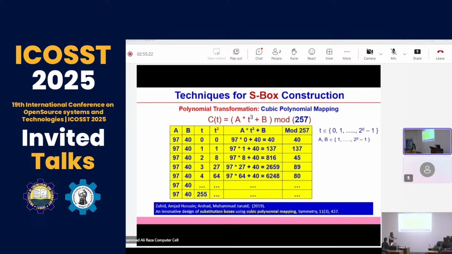Whenever the value of a byte is 0, it will be replaced with 40. Whenever we have 1, it will be replaced with 127, 2 will be replaced, and this is how S boxes are being generated.